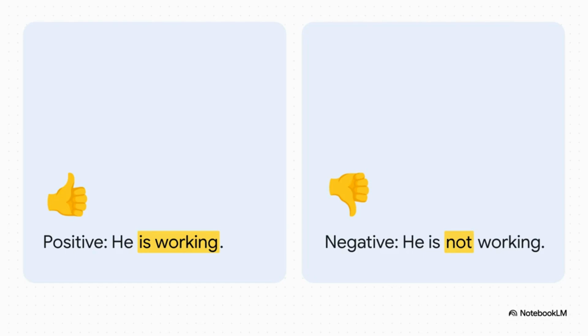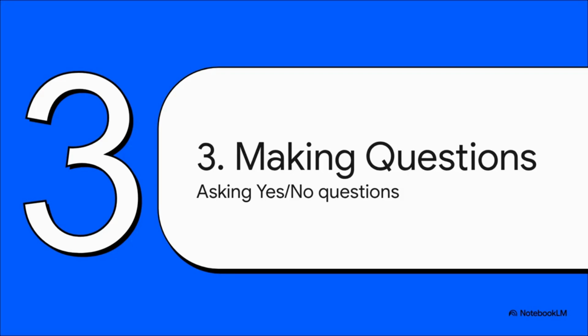So what if the action is not happening? Well, believe it or not, this is even easier. To make a sentence negative, you just add one little word, not. You put it right after the be verb. So the positive sentence is, he is working. The negative becomes, he is not working. Let's try another one. We are eating. The negative is, we are not eating. All you do is add not. That's the whole trick. Okay, look at that. You can now make positive and negative sentences.